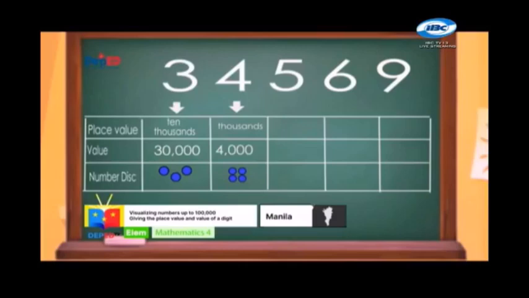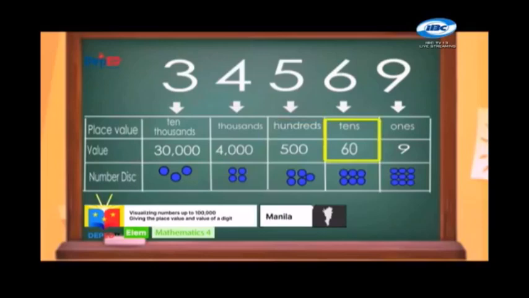Next, hundreds place is a digit of 5, then multiply 5 to 100, so it has a value of 500. We will draw 5 discs. Tens place is a digit of 6. 6 multiplied by 10 is 60. Then we will draw 6 discs. Lastly, ones place is a digit of 9. 9 times 1 is 9. Therefore, we will draw 9 discs. We can see that there are 3 10,000s, 4 1,000s, 5 100s, 6 10s, and 9 1s. We also use discs to represent the numbers.